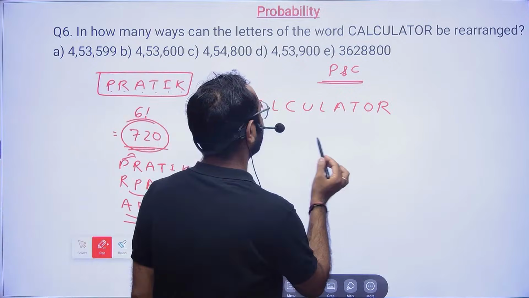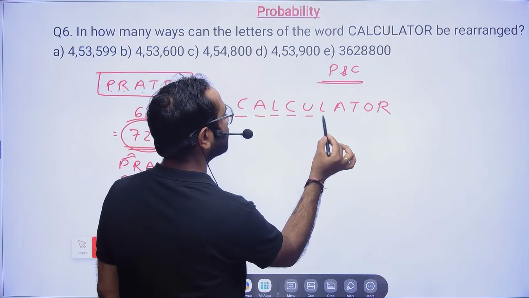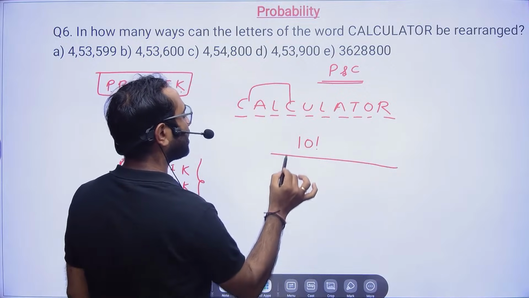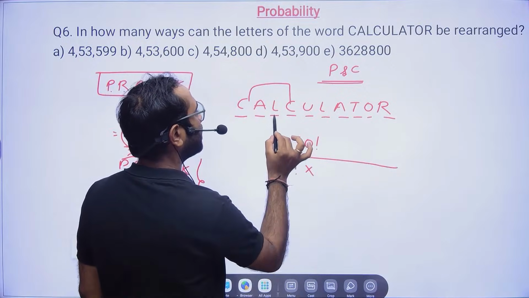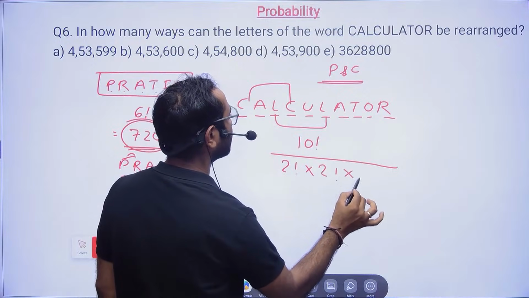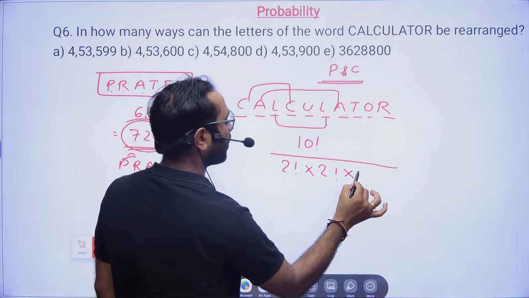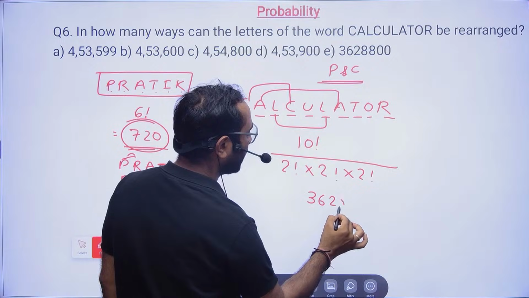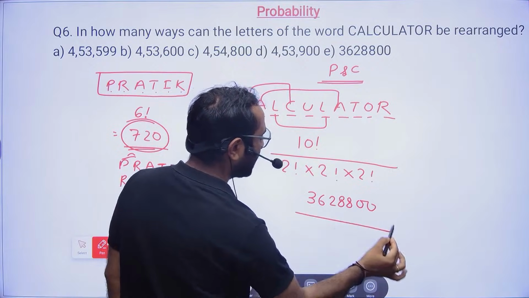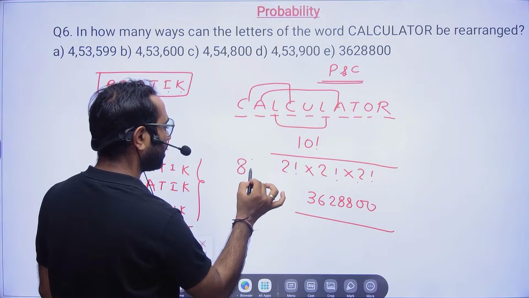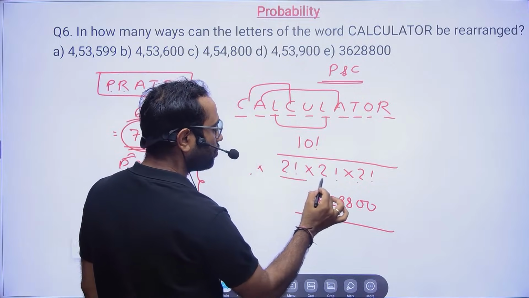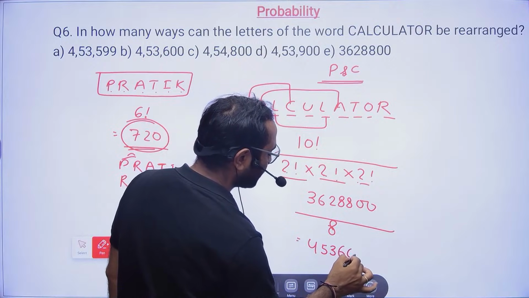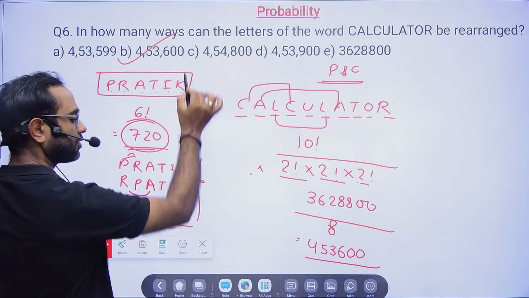With the calculator, the problem is, 1, 2, 3, 4, 5, 6, 7, 8, 9, 10. So we have 10 factorial divided by... Now C is repeated twice, so divided by 2 factorial. L is repeated twice, so divided by 2 factorial. And A is repeated twice, so divided by 2 factorial. 10 factorial is 3,628,800, and 2 into 2 into 2 is 8. Dividing, you get 453,600. Option B will be the correct answer for this particular problem.